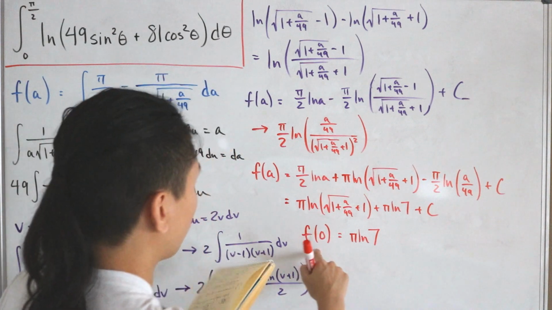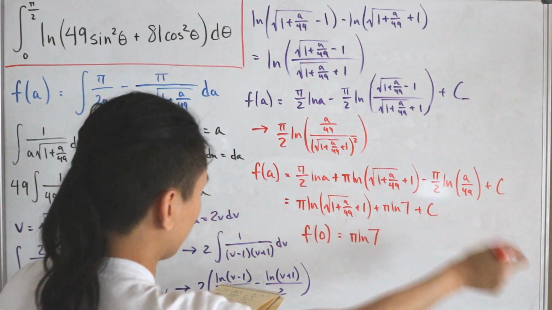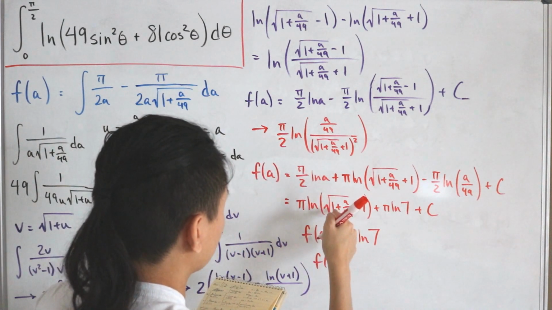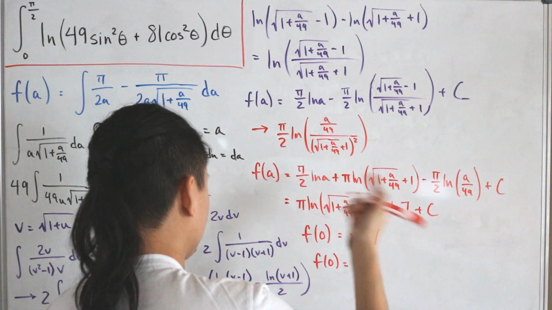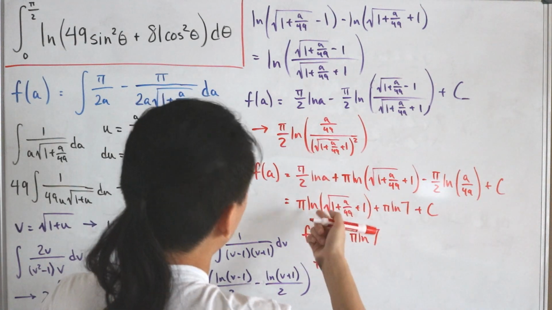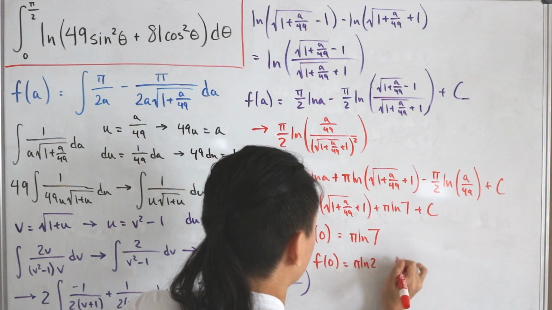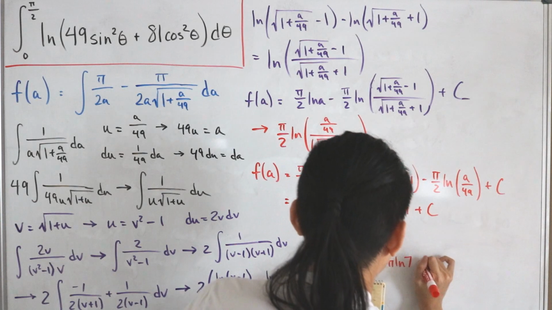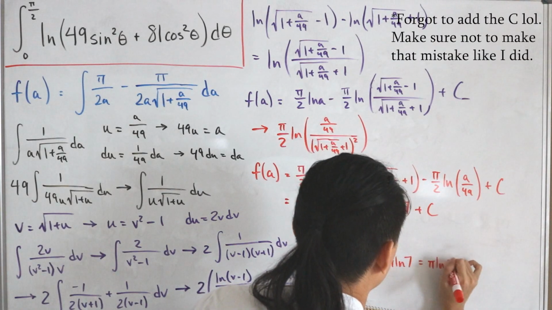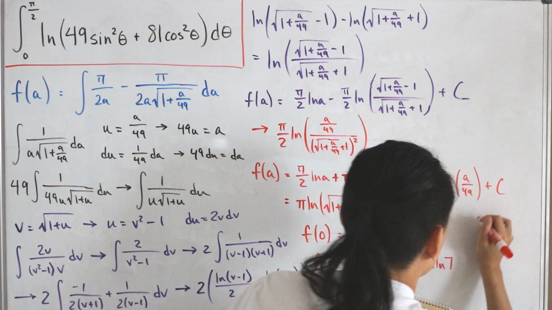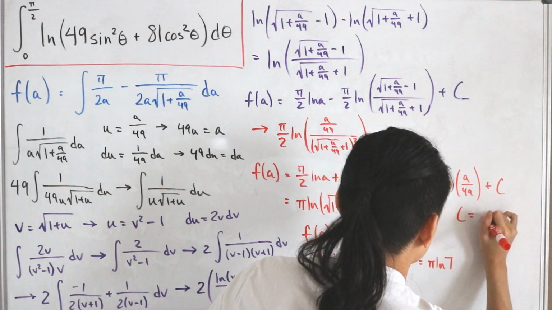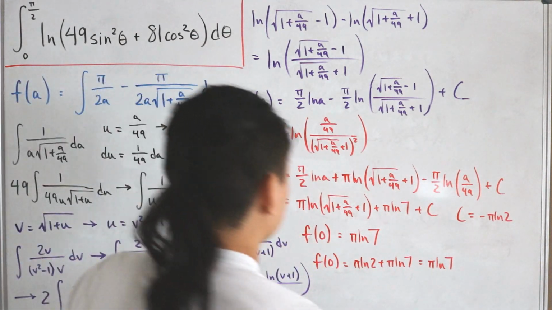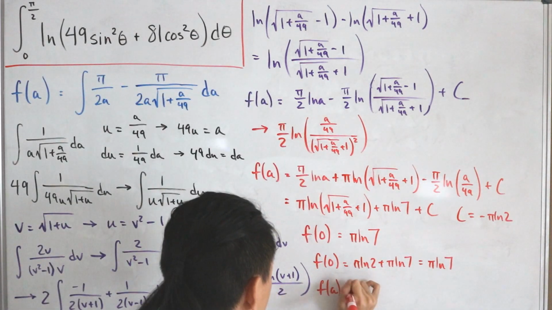Now, if I just plug the 0 back into our generalization over here, f of 0 is just going to equal, so let's see, if I plug in 0 here, this is 1 plus 0, so square root 1 is 1. 1 plus 1 is 2, so I have pi times ln of 2, and then plus pi times ln of 7. And of course, we said that this is actually the same thing as pi ln of 7 for f of 0. So therefore, we know that our c is actually just going to equal negative pi times ln of 2.